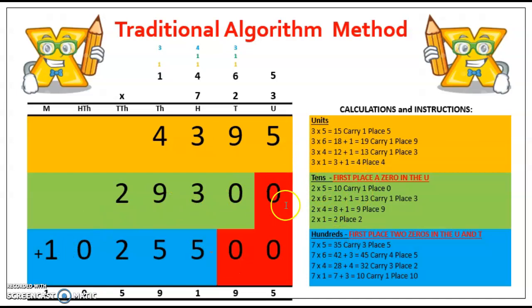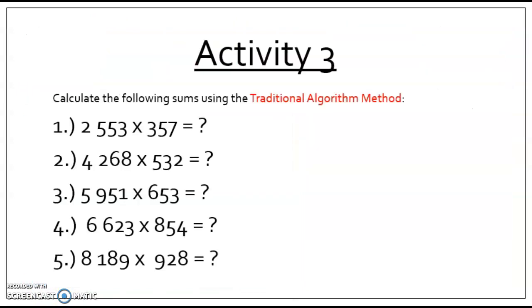Just a reminder, in the tens position, you always place a 0 at the unit, and when we multiply out the hundreds, you always place 2 zeros, one under the units and one under the tens. Now the easy part, you add up all your answers and you get an answer of 1,059,195. Good. Please use this method to calculate activity 3. Using the traditional algorithm method, calculate these 5 sums, press pause and play when you are ready to mark your work.